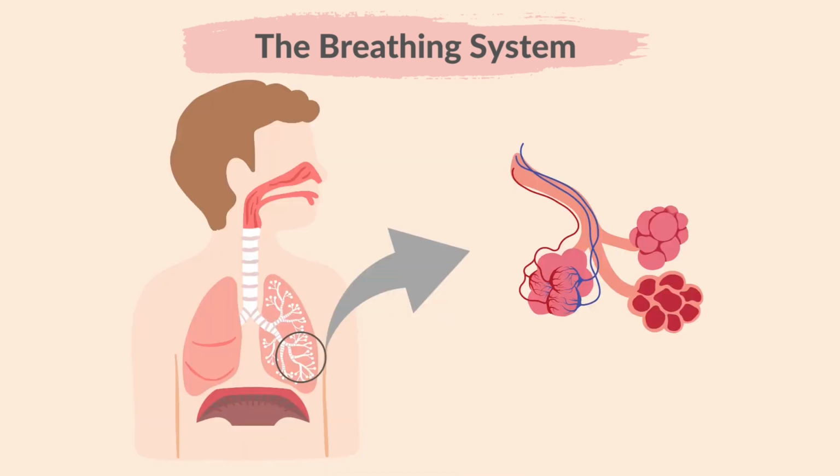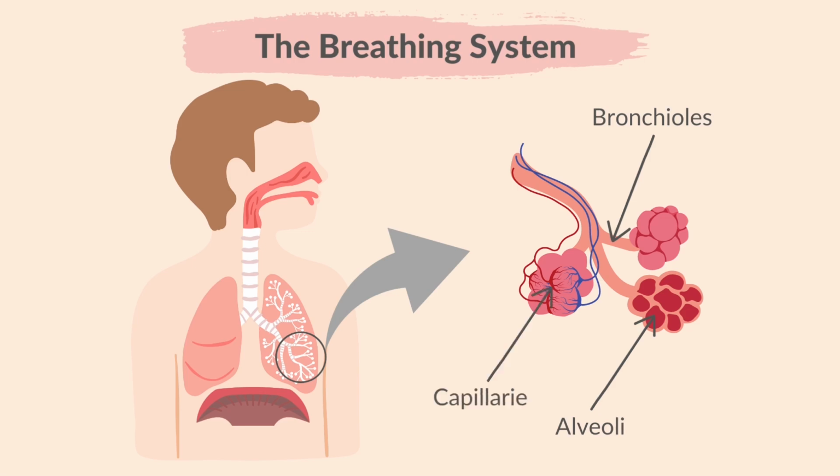Here's a magnified diagram. So these are bronchioles, which are smaller tubes branched off from the bronchi, leading to the alveoli, which are tiny air sacs surrounded by capillaries. Gas exchange takes place here. And these are capillaries surrounding the alveoli, which are blood vessels through which blood passes.